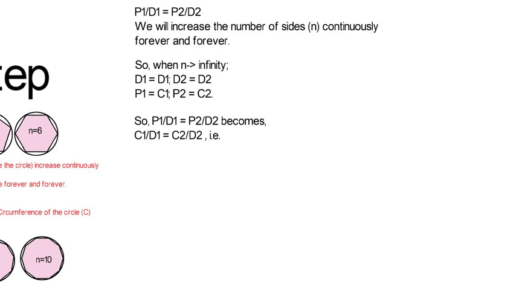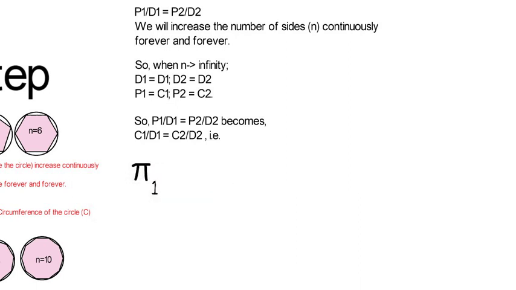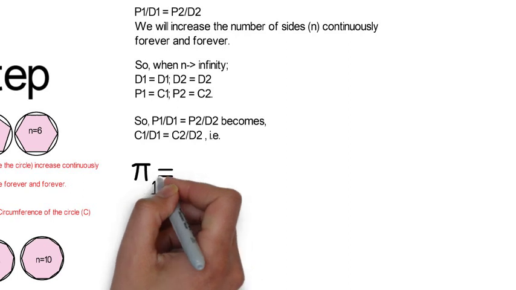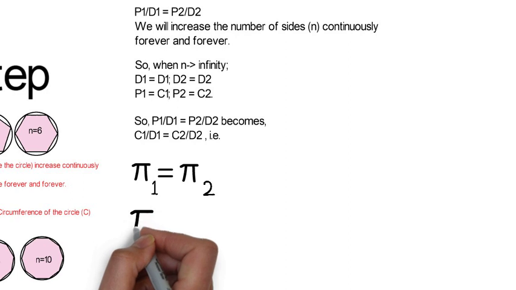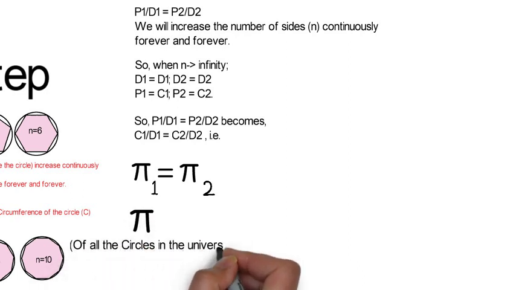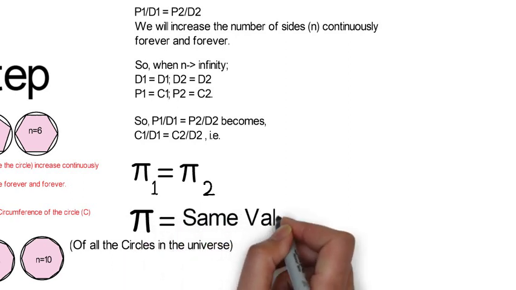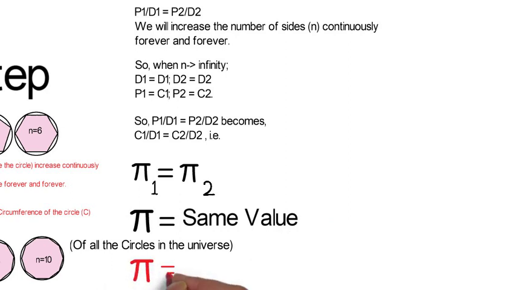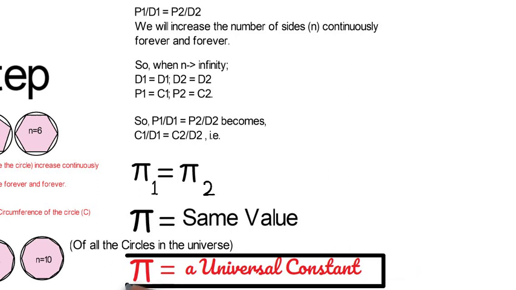However, we have defined pi as the number of diameters of a circle contained in the circumference of the circle. Hence, pi of the first circle is equal to pi of the second circle, that is pi 1 equal to pi 2. Similarly, if we draw all the circles in the universe with a common center, we can prove that pi values of all those circles are one and the same. That is, pi is a universal constant for all circles. Hence proved.